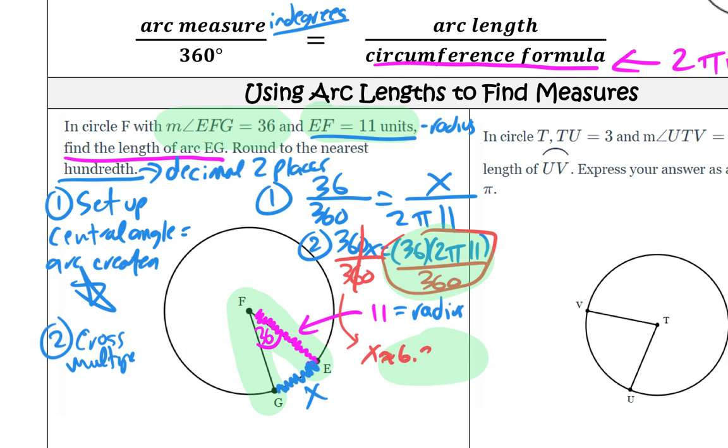approximately 6.9115. And they said that hundredth means the decimal placed at 2 spots. So we're going to underline that 1 right over there and look to the right. That's going to tell us to keep it, so it's still 6.91. And that's going to be our answer.